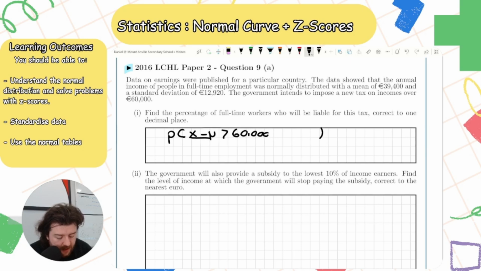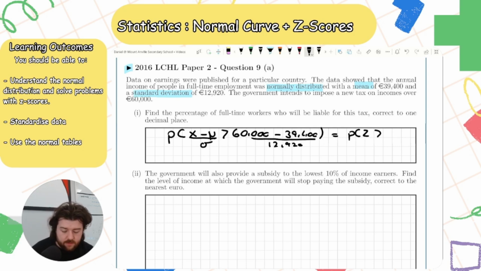So standardize. I see the words normal distribution, standard deviation and mean, so these are telling me I have to use my Z scores. So that'd be 60,000 minus 39,400 over my standard deviation of 12,920, which is the probability that Z is greater than 1.594, which is equal to 1 minus the probability that Z is less than 1.594.